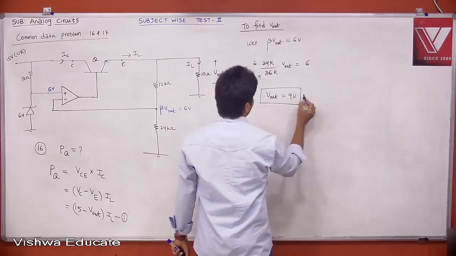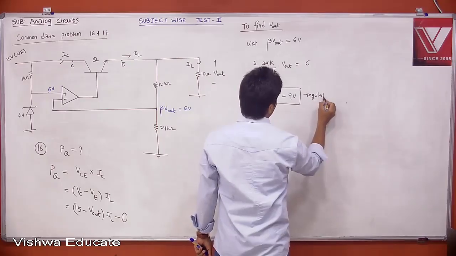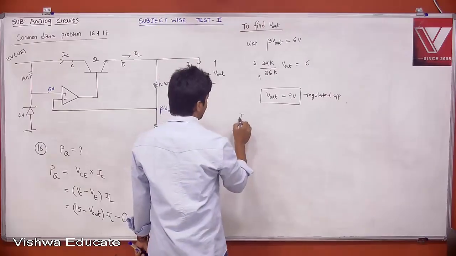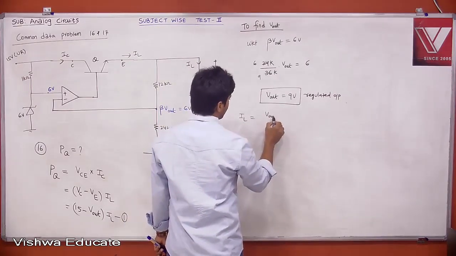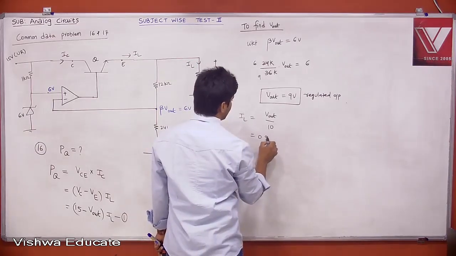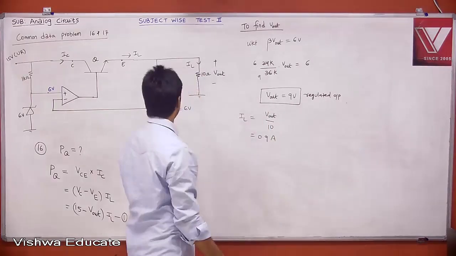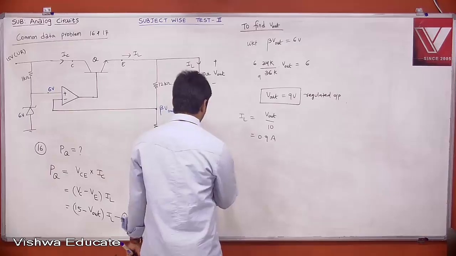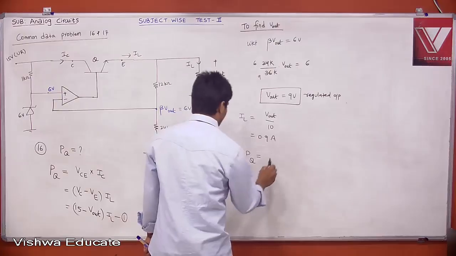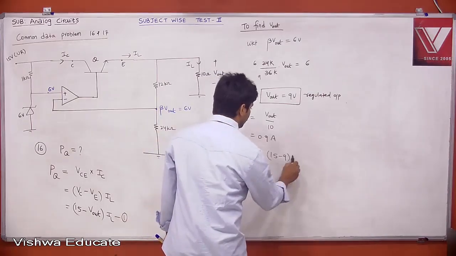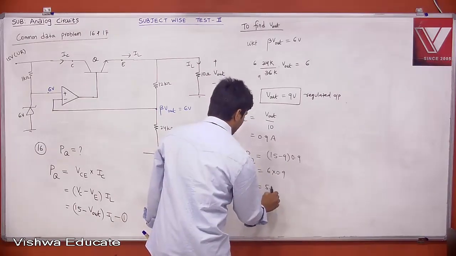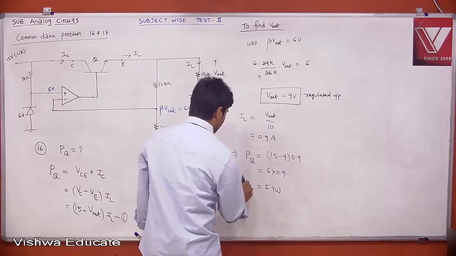This is your regulated output voltage. Now tell me, what is your IL? IL is nothing but Vout divided by 10, which is 0.9 ampere, which is 900 milliampere. That's why we neglected this current. Then the power dissipation across the transistor is equal to 15 minus 9 into 0.9, which is 6 into 0.9, which is 5.4 watt. Therefore, what is the answer?